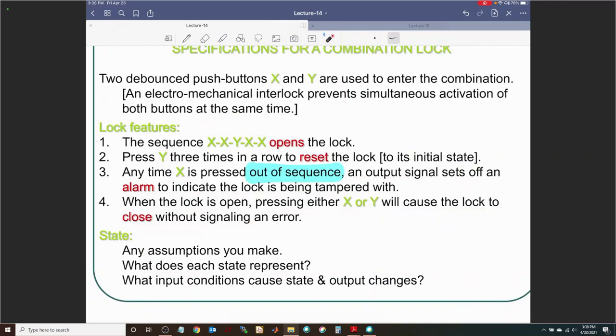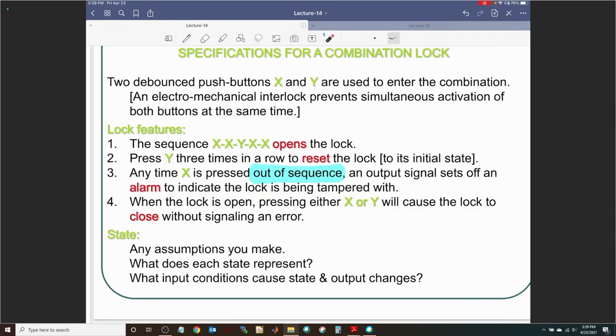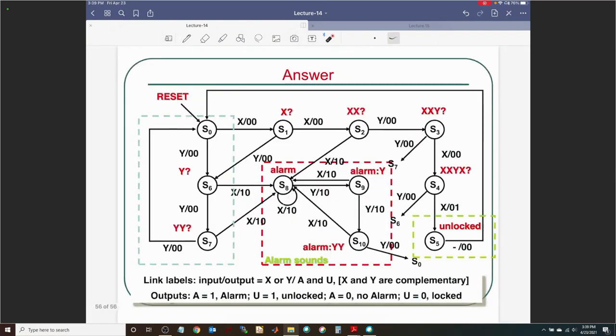I also need to include this press Y three times for reset situation and the alarm situation, as well as the close situation. So I'm going to add more states to this. So let's take a look at how the finite state machine looks like. That's your answer. But I'm going to walk you guys through how the design choices have been made and what does each state mean and so on.